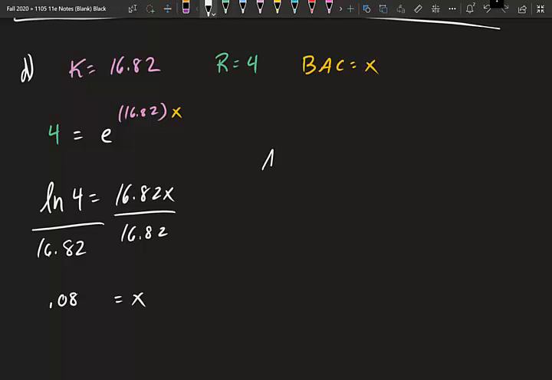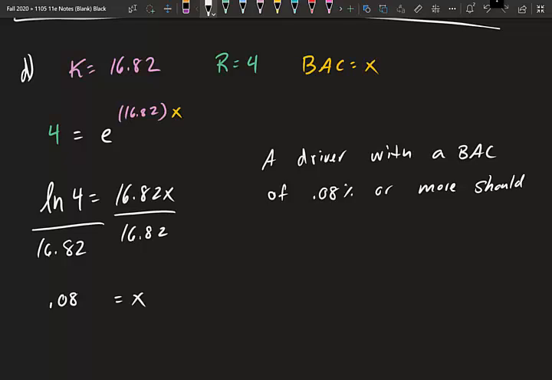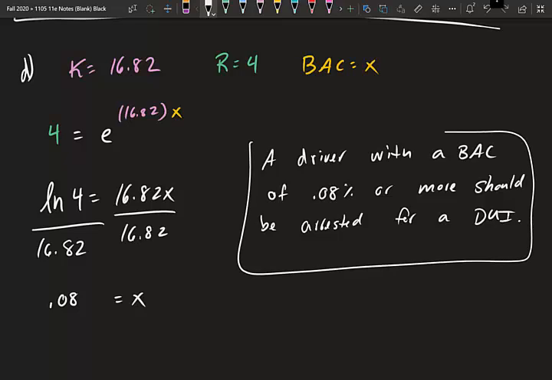So what this means is that a driver with a BAC of 0.08% or more should be arrested for a DUI. And guess what? That's the legal limit. If you were under that limit, like say 0.06, you're still at a risk of getting into a car accident, but you're still able to legally drive. Doesn't mean you should. Does not mean you should.